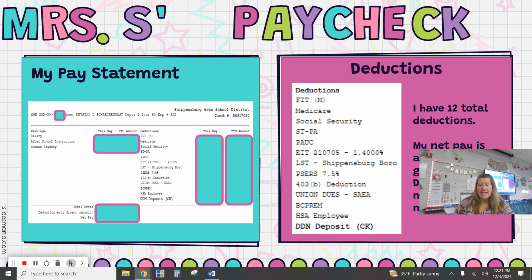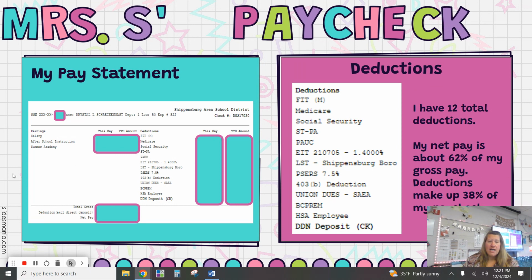All right, so here is a sample of my paycheck. Over here on the left is what it looks like. Yes, I've blurred out all the numbers because, well, you don't need to know all of that. But it will say how much I earned for this particular pay period, which for me is 2 weeks, and then how much I've earned for the whole year.